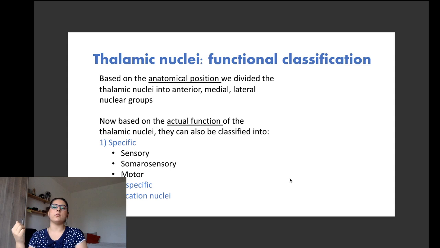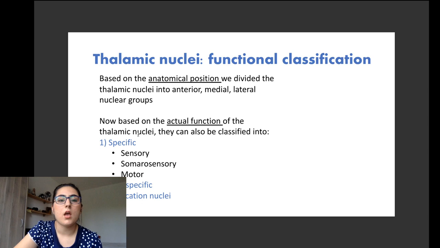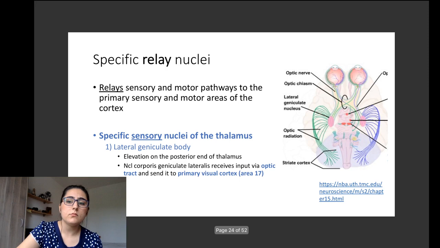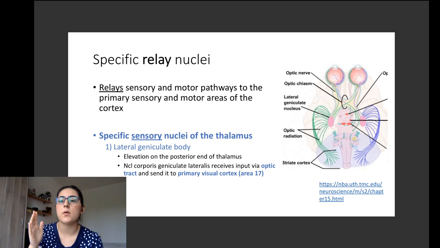Alright, so anatomical position, we spoke about it, is anterior, medial, and lateral, and now actual function is specific, non-specific, association. For the specific, we have sensory, somatosensory, and motor. First, we're going to talk about the specific relay nuclei. Specific meaning it's going to go to a specific part of my cortex to do a specific job.